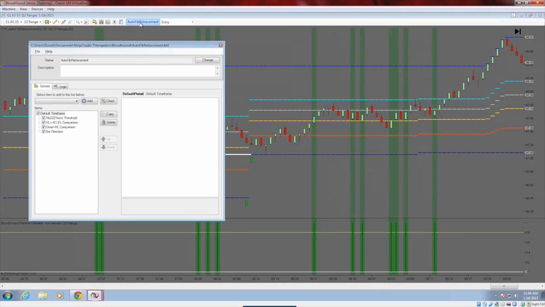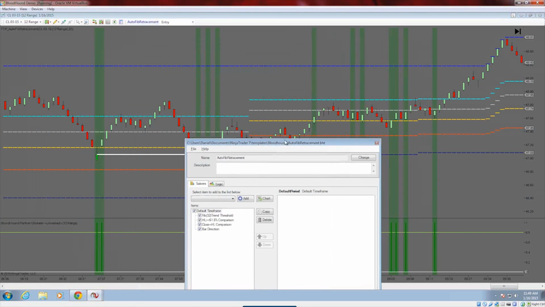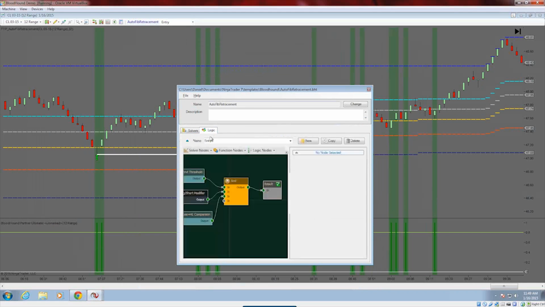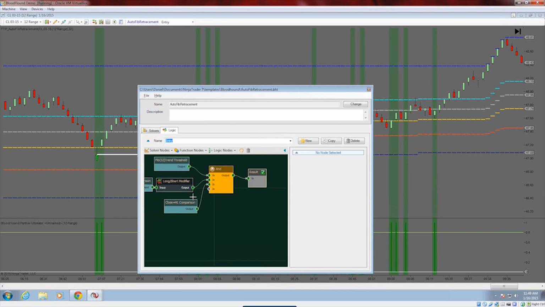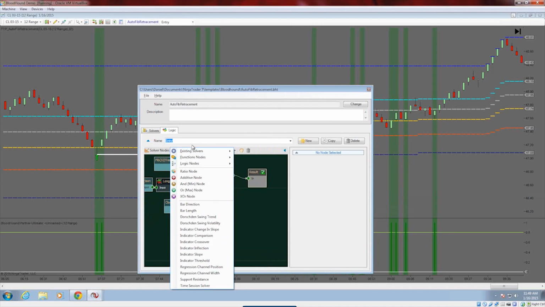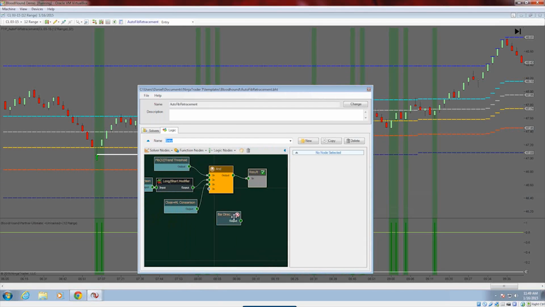So let's eliminate this bar now. I want, for a long, I want the previous bar to be down. So what I can do is I'll add that bar direction solver back.